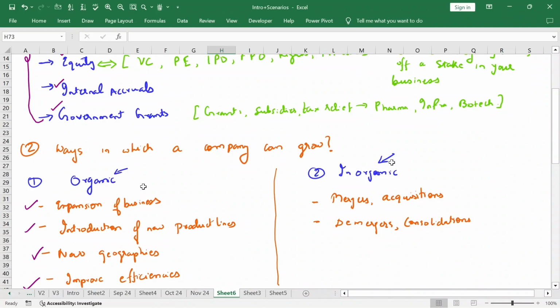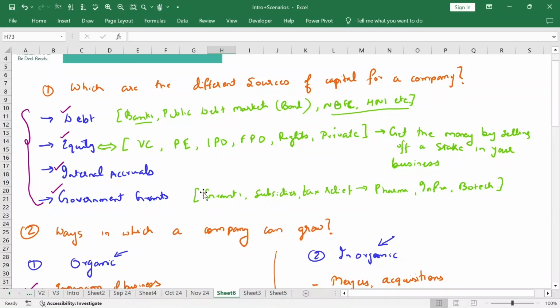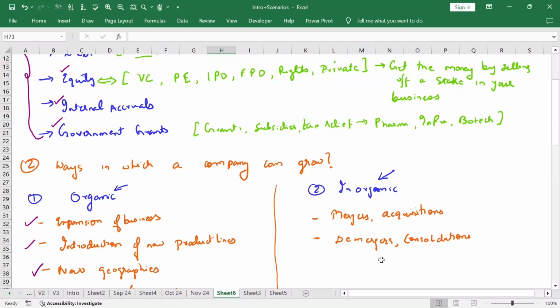Now, chances are very strong that you are an expert in your domain, but you may not be able to answer the question as to which are the best sources for you to arrange the funds for your growth story. Whether you should go for a debt route or equity or government grant, or you should use your internal accruals if you are pursuing the organic growth route. If you are pursuing the inorganic growth route, which is the company that you should acquire? How will it fit you? I will go into the details in a few minutes.